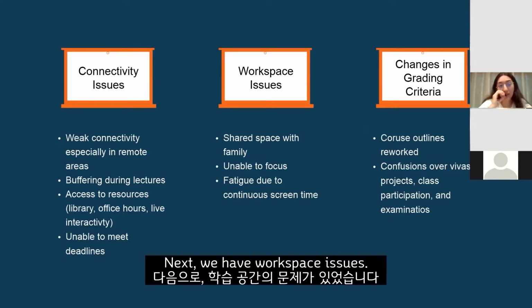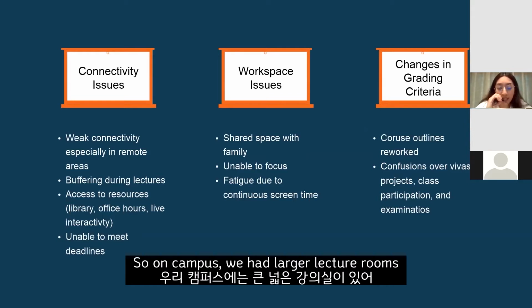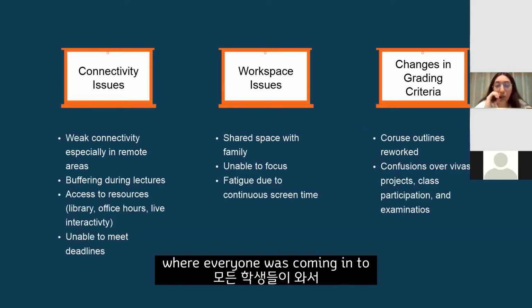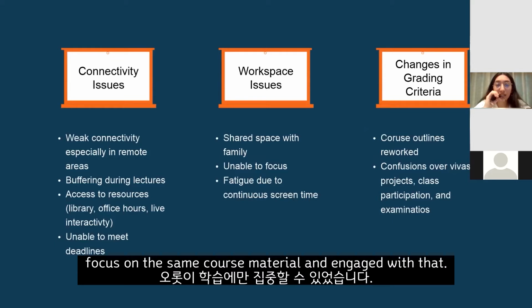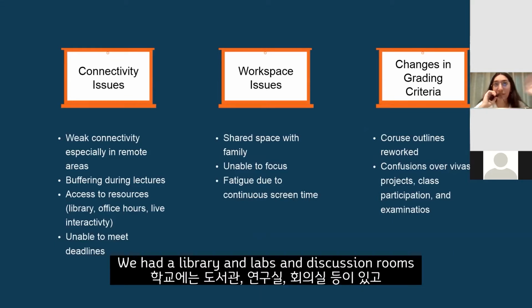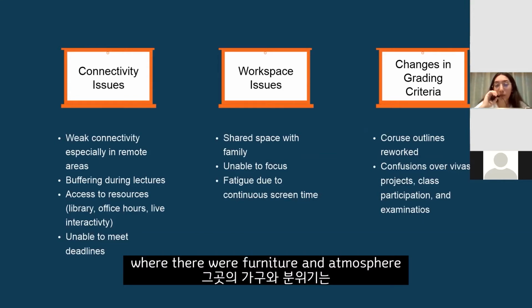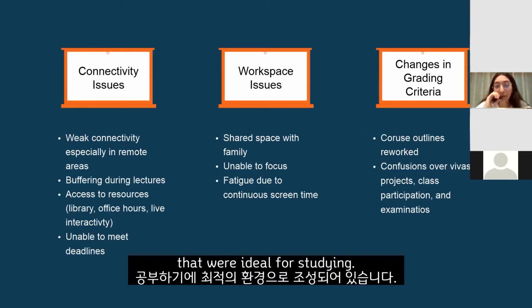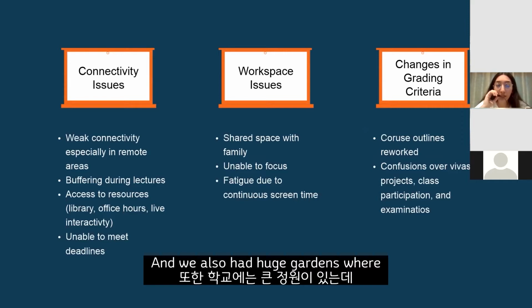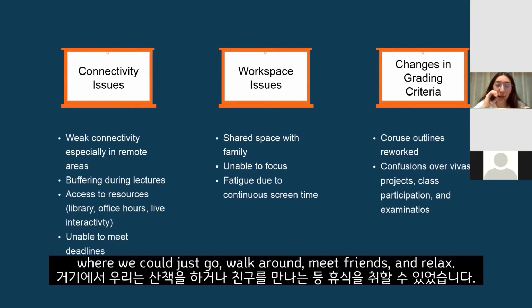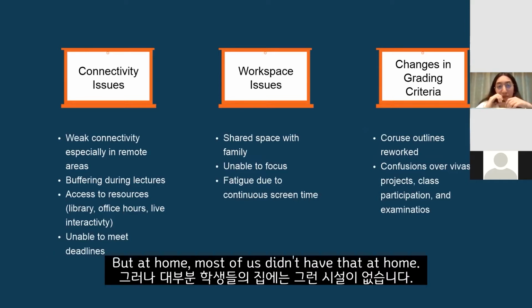Next, we have workspace issues. On campus, we had large lecture rooms where everyone was coming in to focus on the same course material and engage with that. We had a library and labs and discussion rooms where there was furniture and atmospheres that were ideal for studying. And then we also had huge gardens where we could just go walk around, meet friends, and relax. But at home, most of us didn't have that.